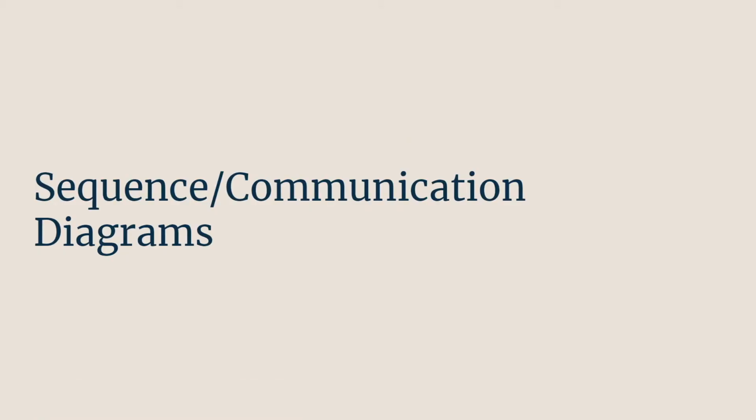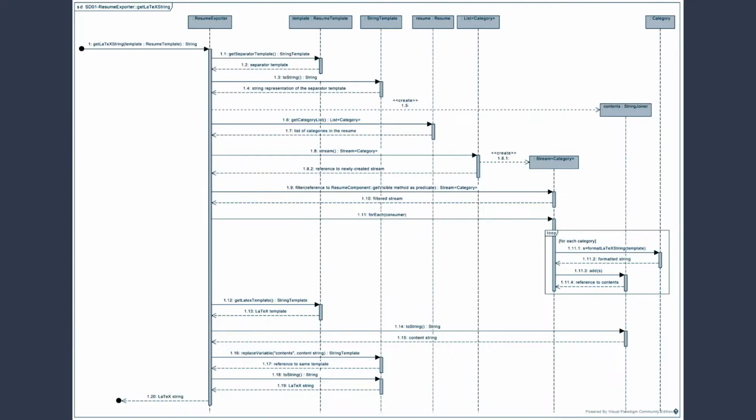So now we're going to give a brief overview of some of our sequence and communication diagrams. So this first one here is part of the resume exporter that we talked about earlier. It's relating to getting the LaTeX version of your resume, so constructing that LaTeX version. That's how we're going to be actually converting it into a PDF.